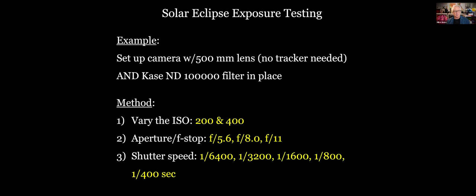The example I'm about to show you, I set up my camera with a 500 millimeter lens. I didn't use my tracker, didn't need to. I just set up the camera with the lens. I stuck that case ND filter I just showed you, and I varied the ISO between 200 and 400. I tried those three apertures, and I tried these five shutter speeds. So this is what that looks like.